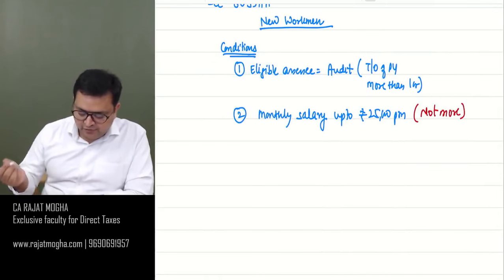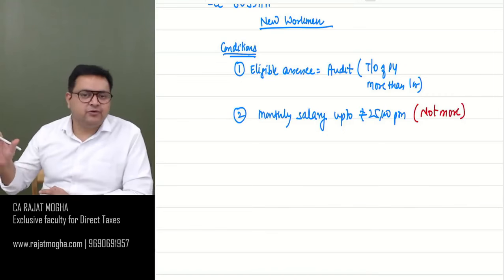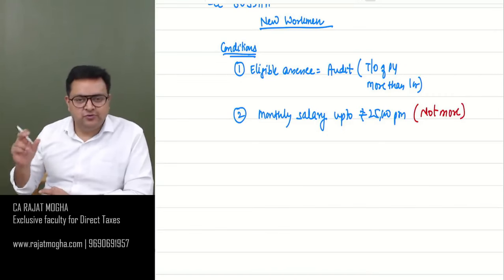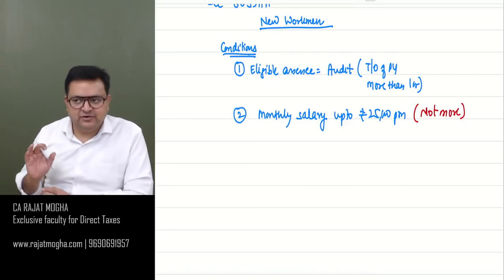So if you are paying more to them, this deduction would not be available in respect to such employees. Only those employees whose monthly salary is up to 25,000 per month or less than 25,000 are allowed.